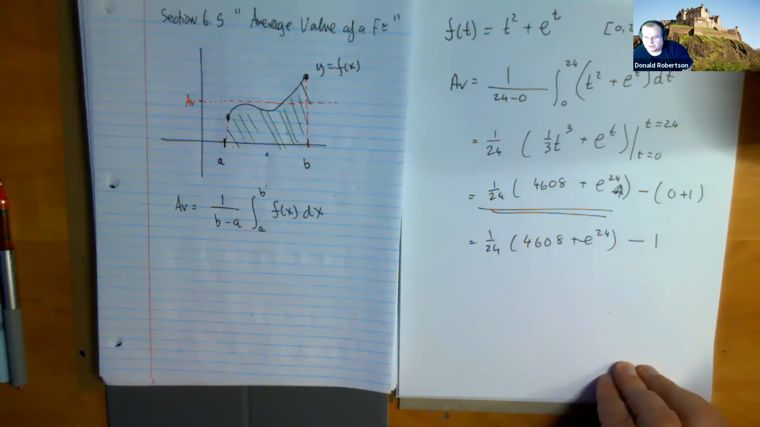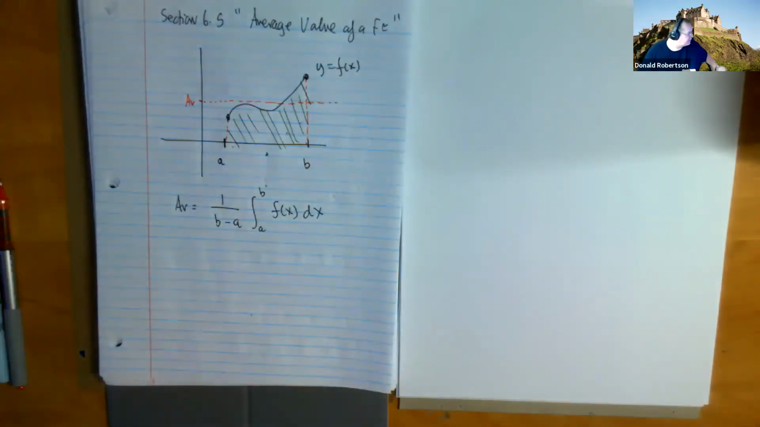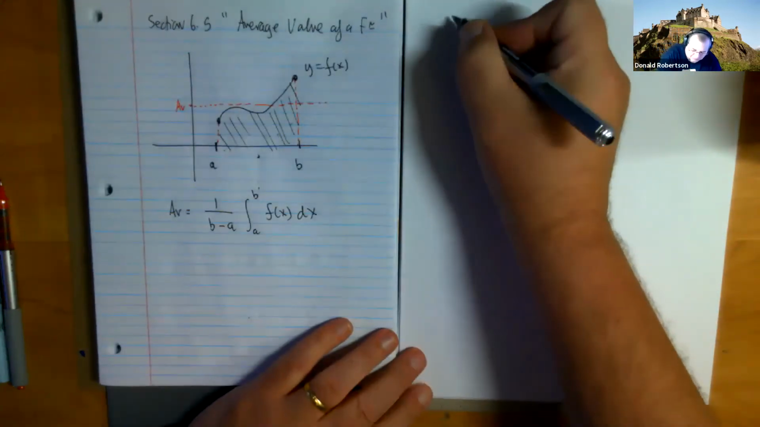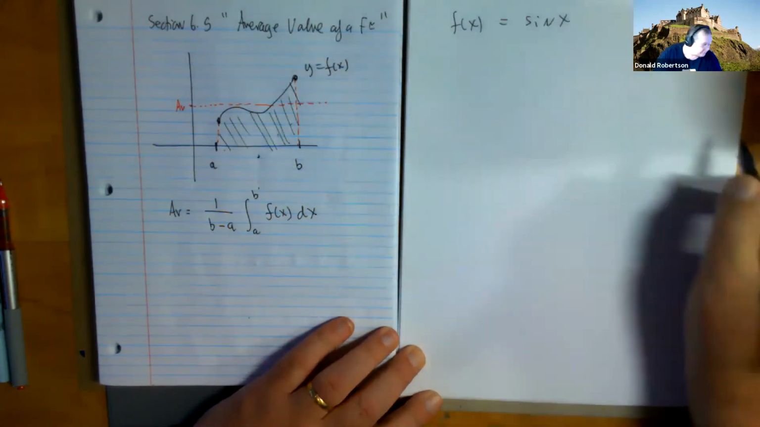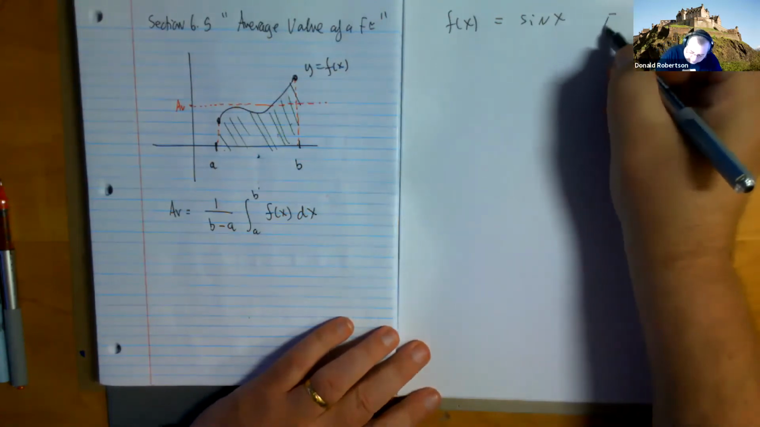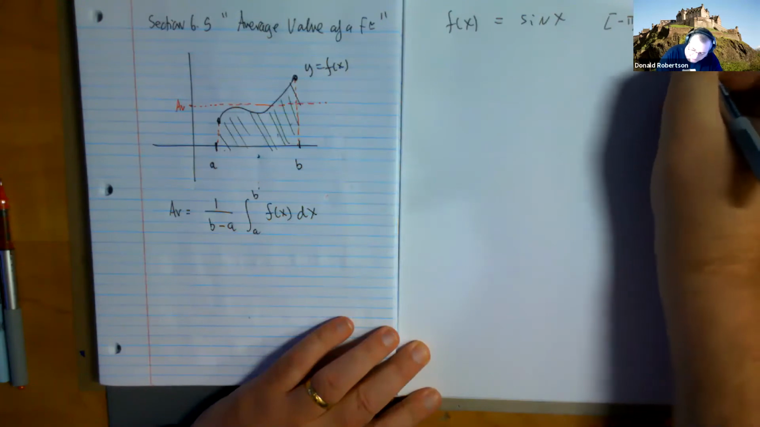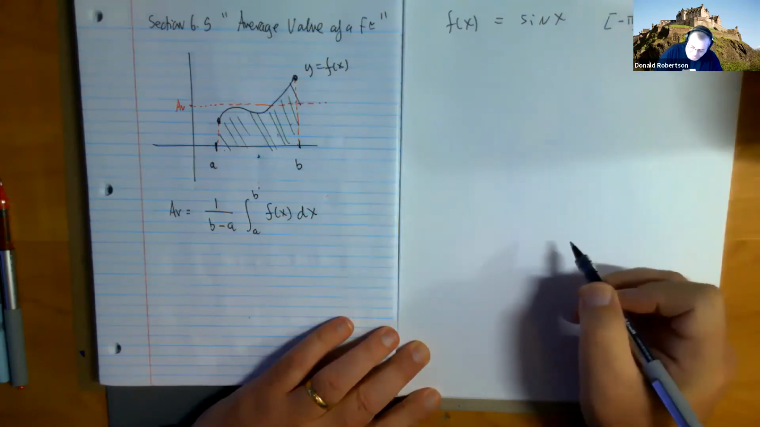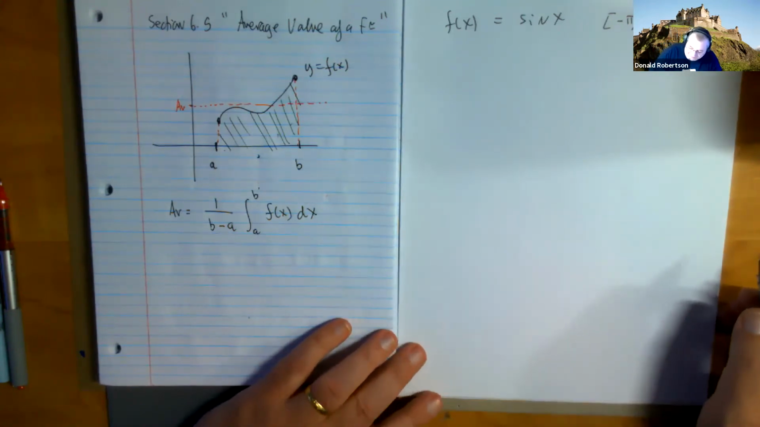Are we good? So I've done an average value with a polynomial. I've done an average value with an exponential. Let's do an average value with something trig-like in it. So who's got trig? Yeah, that's it. The function's going to be sin x. We're going to do it from negative pi upon 4 to positive pi upon 4, and we're going to find its average.